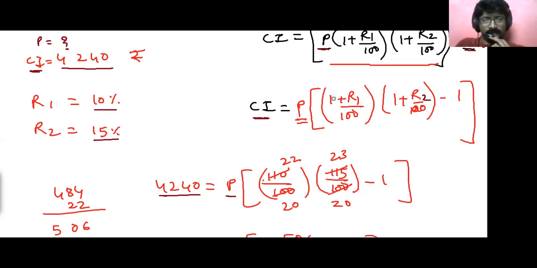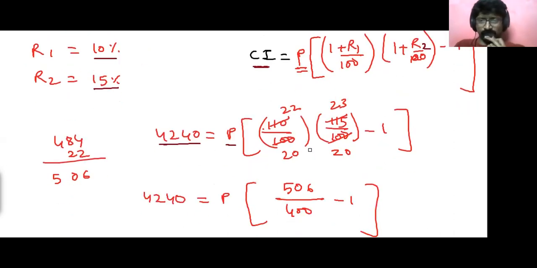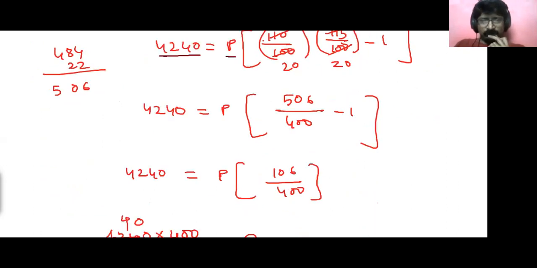1 will become 100. 100 plus 10 will become 110, and the whole thing upon 100. It's basic LCM things, isn't it? Then 115 upon 100, minus 1, which you can simplify. And now you can do this basic calculation, guys. Once you simplify this subtraction, this will turn out as 506 upon 500 minus 1. And over here 4240. And then once you simplify, 506 minus 400 will become 106 upon 400.